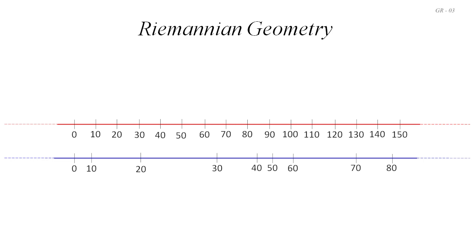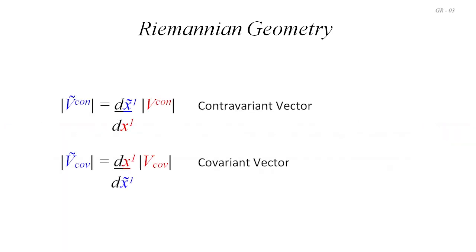Remember that in general, vectors are considered to be at a particular point in space. A particle has a velocity at a particular point, or the field has a value at a particular point. We only draw them as extended arrows for visualization. For completeness then, here are the formulae for the conversion of the measured sizes of contravariant and covariant vectors at a particular point in space when the red x1 frame of reference is transformed to the blue x1 tilde frame.